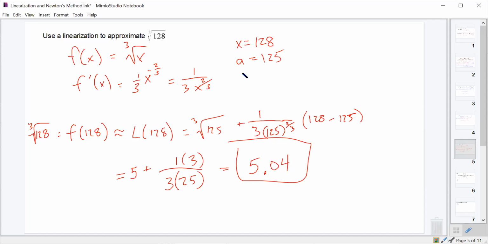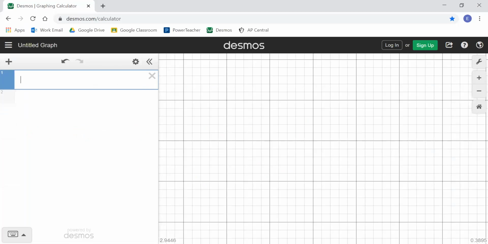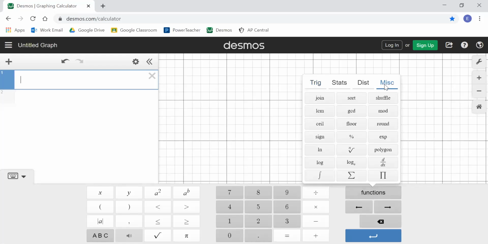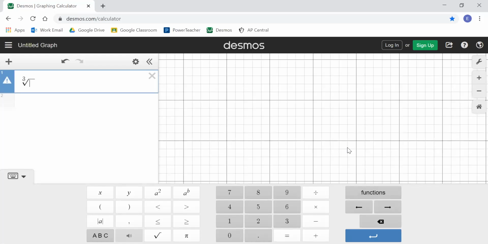So if we go back in and take a look, we can see how good this approximation is. 5.04, right? Looks like that's off by less than 4 10,000ths, right? Everybody good with that?